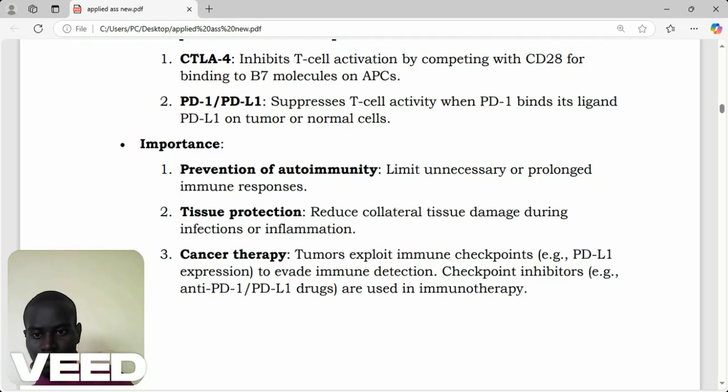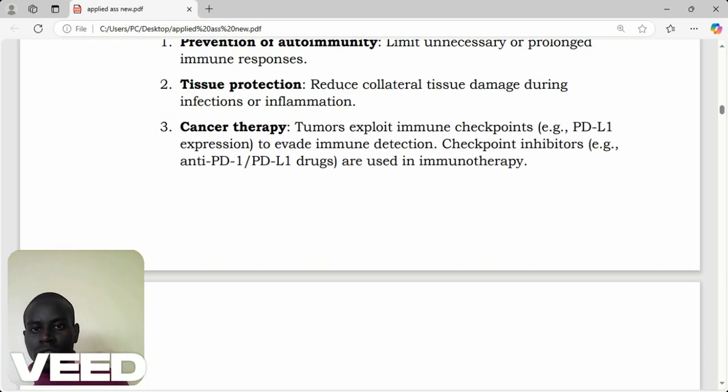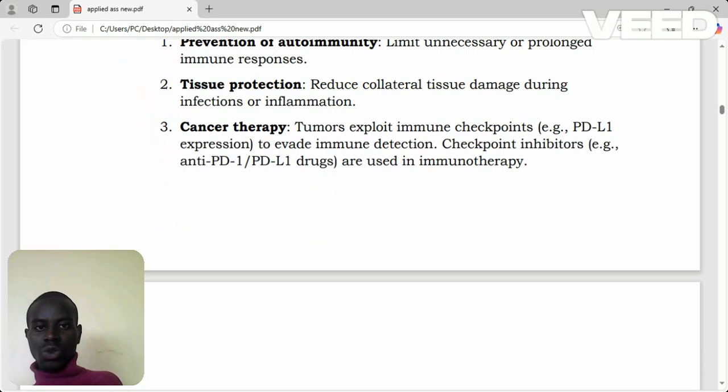The third importance is cancer therapy. Here, tumors exploit immune checkpoints, for example PDL1 expression, to evade immune detection. Checkpoint inhibitors, for example anti-PD-1 or anti-PDL1 drugs, are used in immunotherapy.